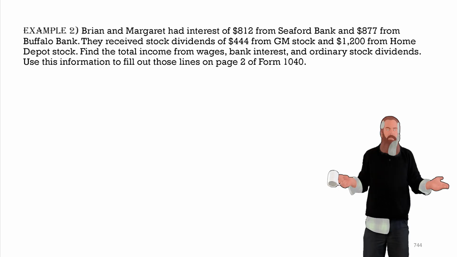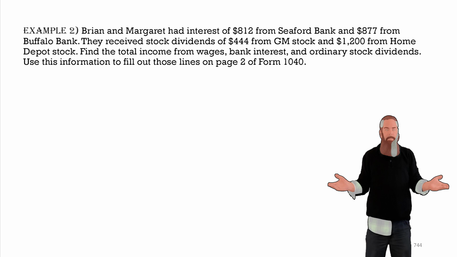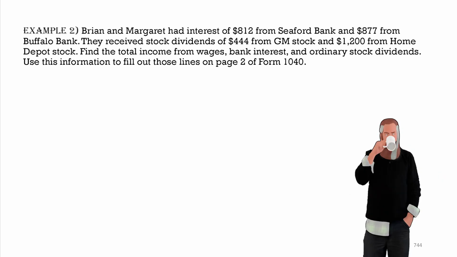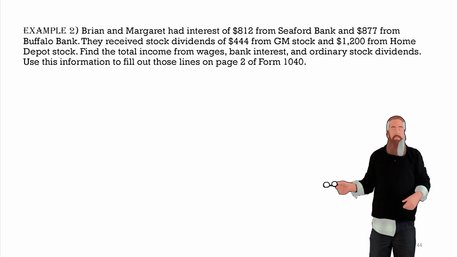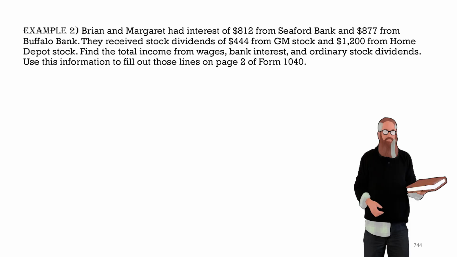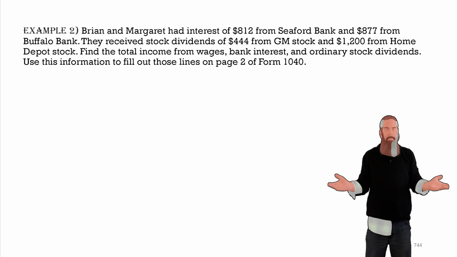Now, let's understand how to report different types of income using a Schedule B. Brian and Margaret had interest of $812 from Seaford Bank, $877 from Buffalo Bank. They received stock dividends of $444 from GM stock and $1,200 from Home Depot stock. Find the total income from wages, bank interest, and ordinary stock dividends, and use this information to fill out those lines on page 2 of the 1040.